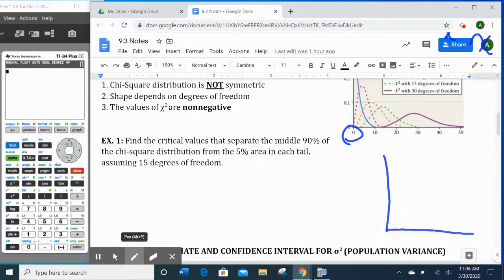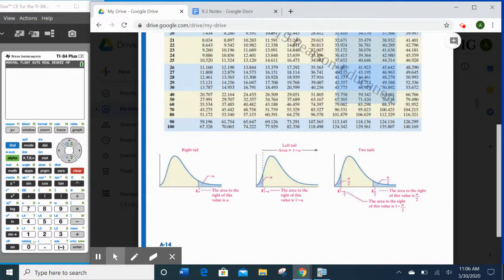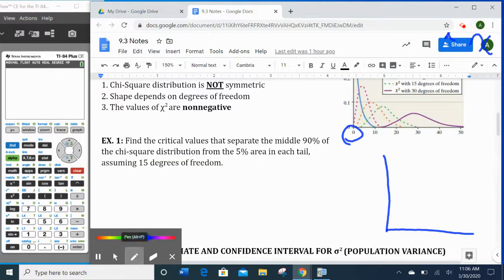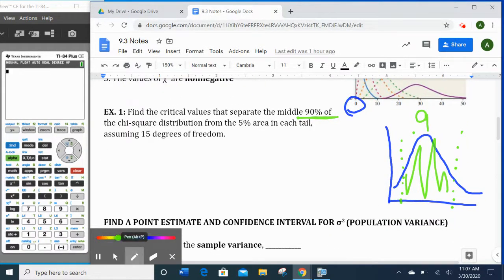Okay, so general picture, the chi-square distribution in general has one of these shapes. It curves at the beginning and then it mellows out, or you could say it's skewed. That's probably not a great picture, but it's good enough for what I'm going to do. I want the middle 90%, so the area in the middle is 0.9. The area in the left tail is 0.05, and the area in the right tail is also 0.05, the 5% in each tail.